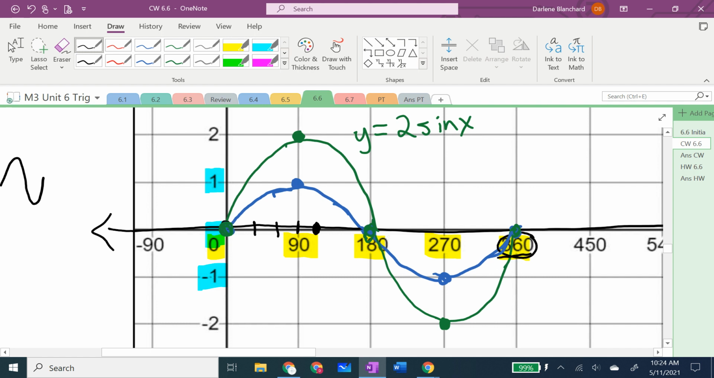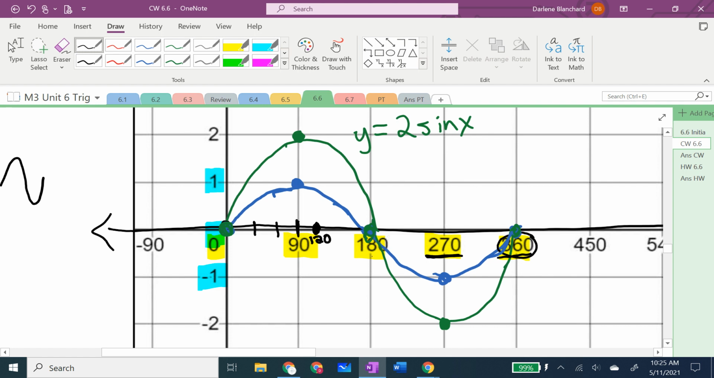We divided the 360 by 3 and we got 120. What's 270 divided by 3? 90. So this is definitely where that low point is. At 270, it's supposed to hit its low point, but divide by 3, and its low point is going to happen at 90.